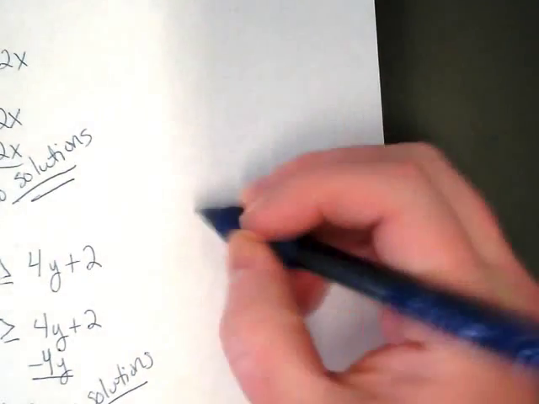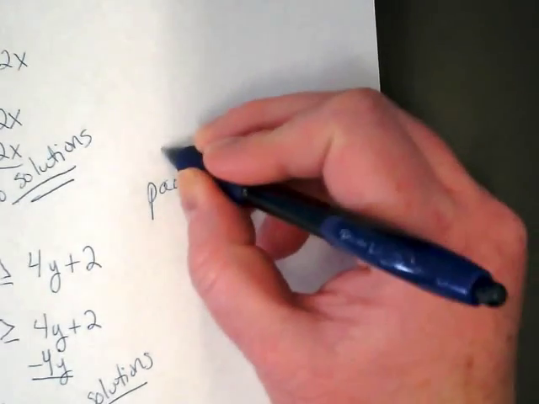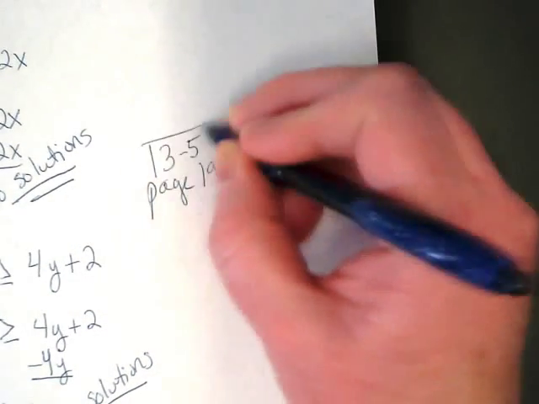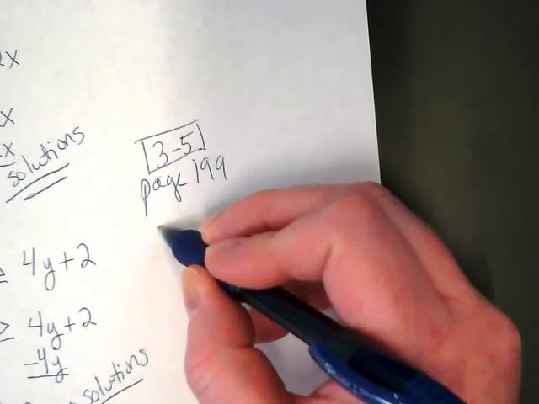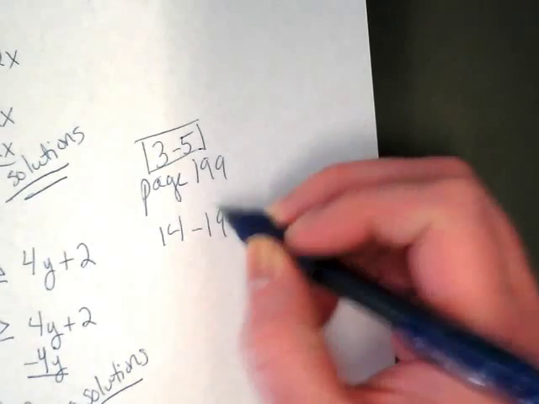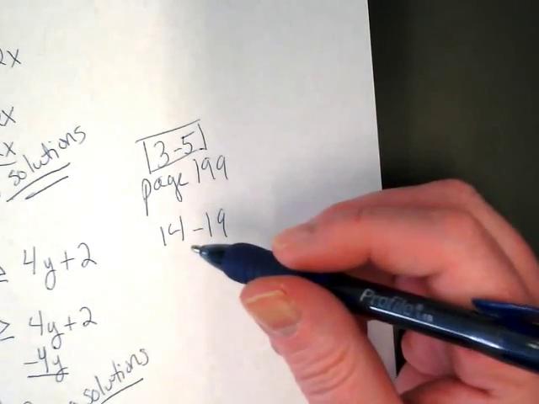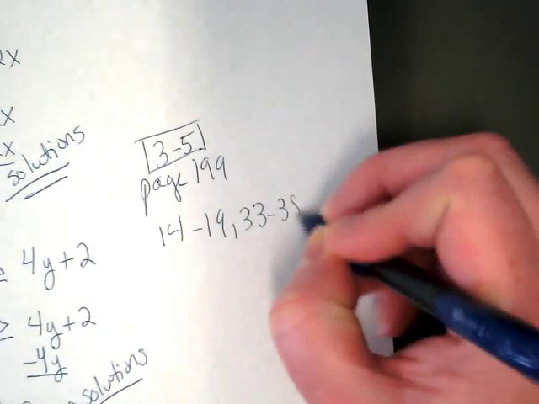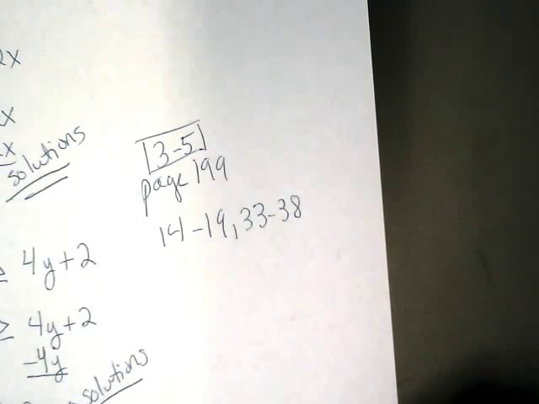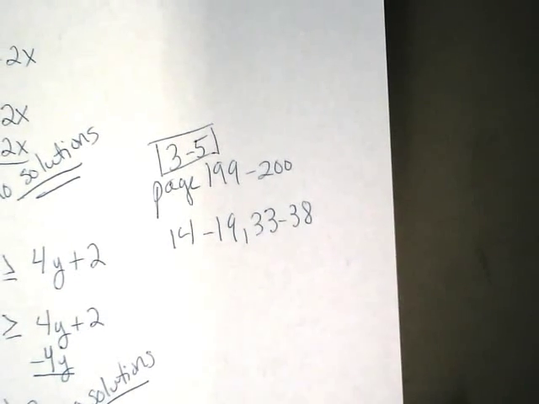So there are a few practice problems for this. We're starting on page 199, and remember we are still in 3.5. The problems you're going to practice for this are 14 to 19. And then we're going to turn the page and do just a few more, 33 to 38.